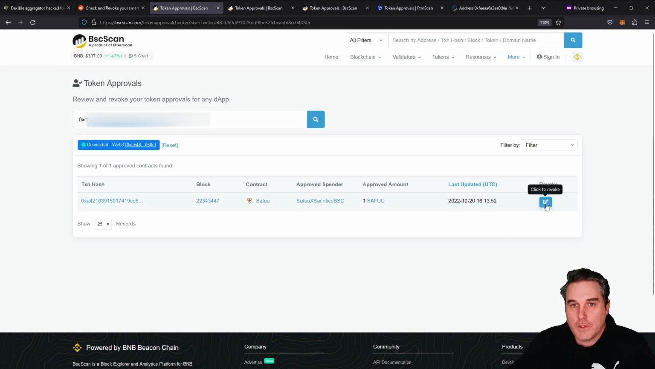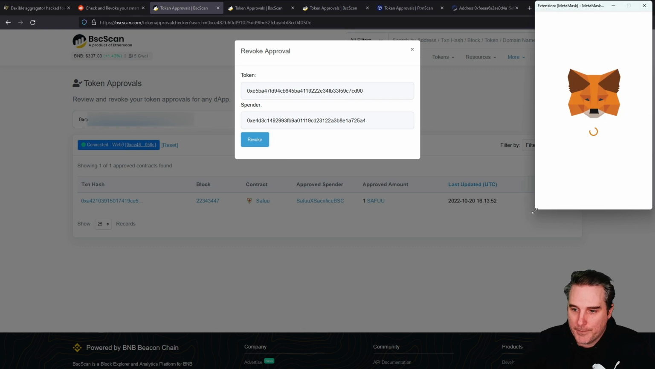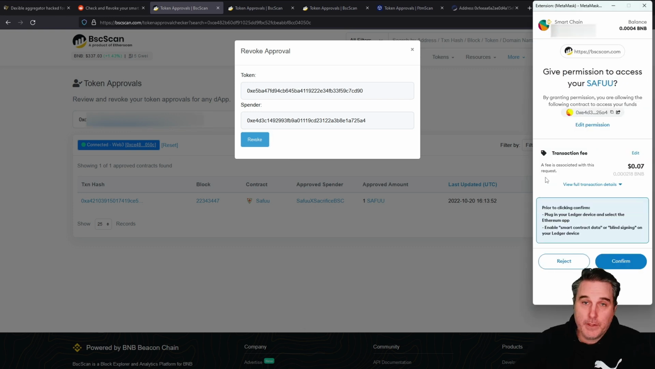And once that is connected, you can see that I do have this revoke option. And so the token here is going to be, in this case, Seifu, and the sender was this Seifu X sacrifice. And I'll click on revoke. And this is where, to revoke these contracts, it is going to cost you, because it's on chain.